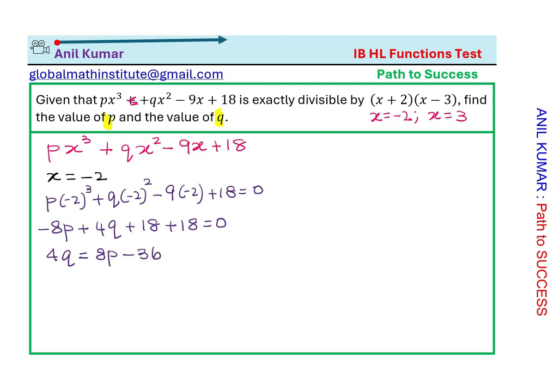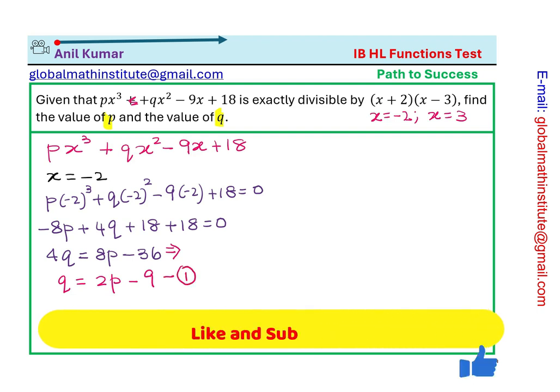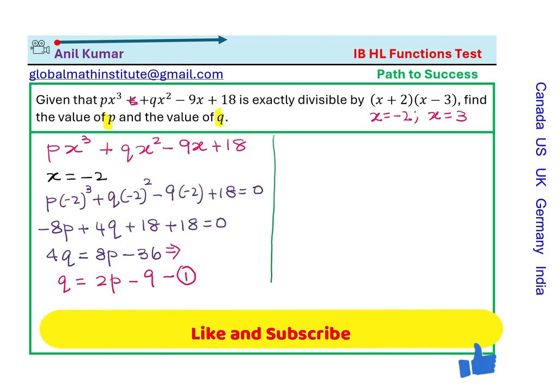And since 4 is a common factor in all of them, we get our first equation, which is q equals to, so we are dividing everything by 4 first. Okay, so 2p minus 9. Correct. So we get our equation, and we'll name this as our equation number 1. Perfect. Let's move forward and get the second equation.